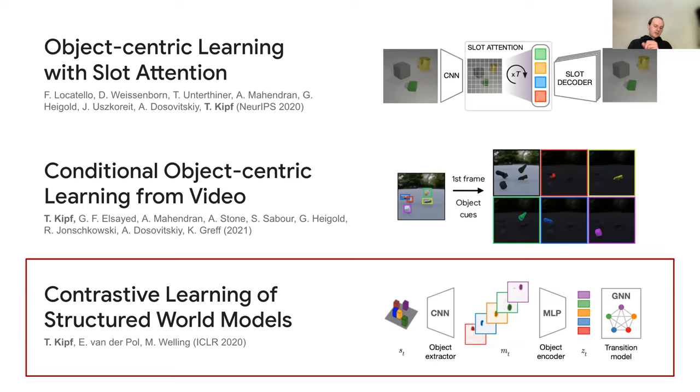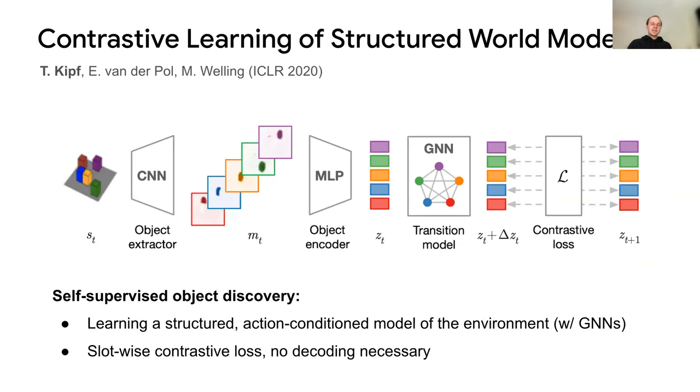Now, I realize we don't have too much time left. So I wanted to just briefly go through the contrastive learning of structured world models paper, but effectively I think I can summarize it in just two sentences. It follows effectively the same pipeline as what I summarized in the rest of the talk. We have some decomposition, then we have a transition model in latent space. And here we use a graph neural net, whereas in the other model, we use the transformer in SAVi. So these don't really make too much of a difference in practice.